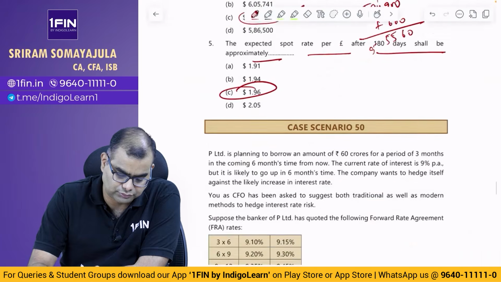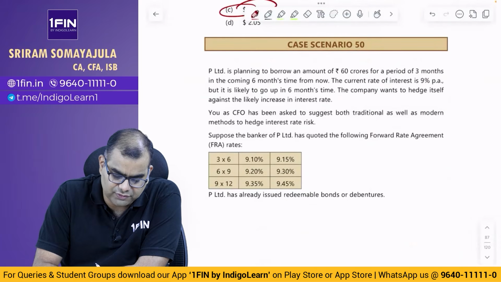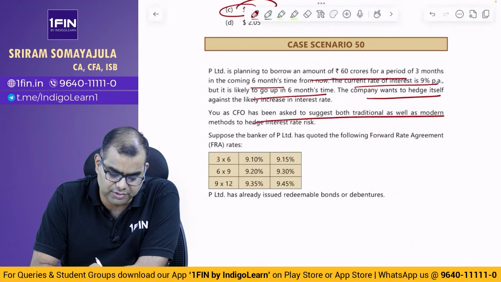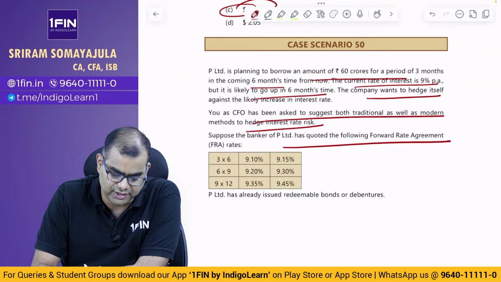1.96. Then P Limited is planning to borrow an amount of 60 crores for a period of 3 months in the upcoming 6 months. The current interest rate is 9%, likely to go up in 6 months. The company wants to hedge itself. CFO has been asked about traditional as well as modern methods. Suppose the banker has quoted the following FRA.